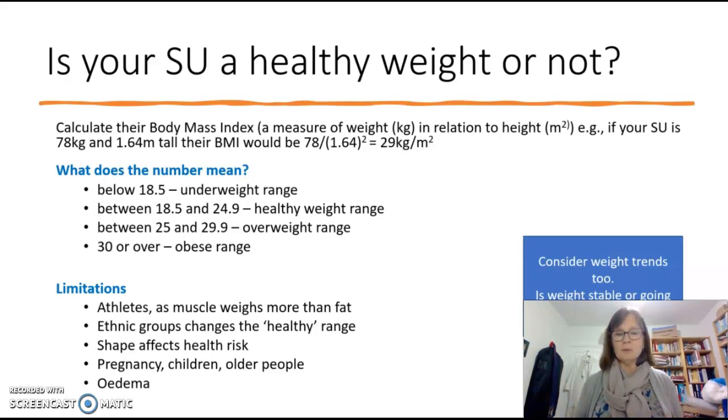So they've got fluid, puffy ankles or ascites around their tummy due to liver disease or something like that. So if people are suffering from edema, extra fluid on board, then BMI isn't going to be a terribly good measure. The other thing to really consider is, where is this person going on their weight trend? Are they stable? Are they losing weight?